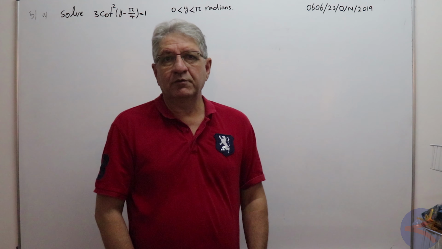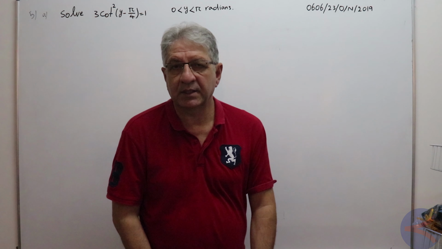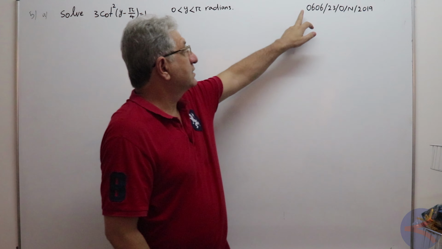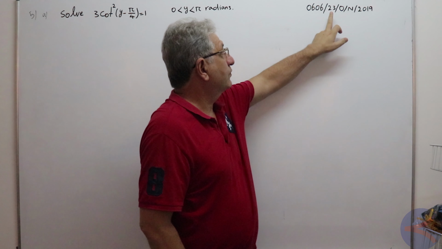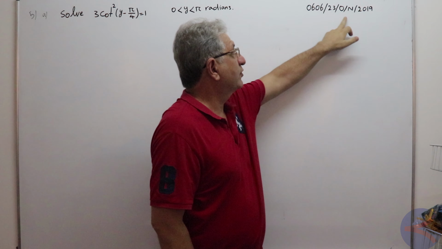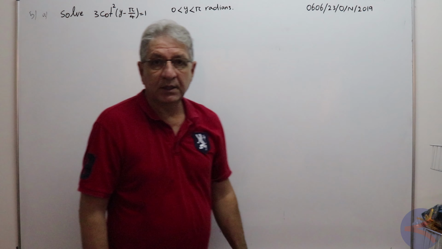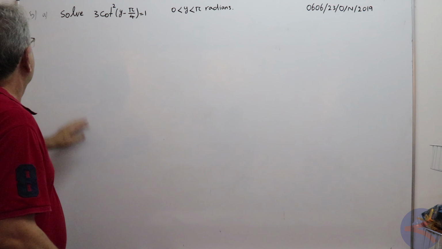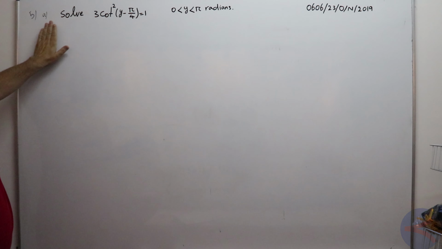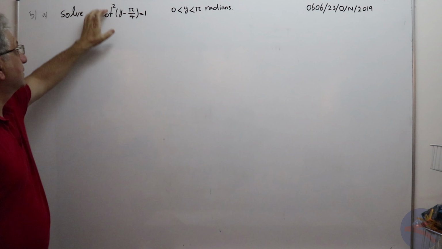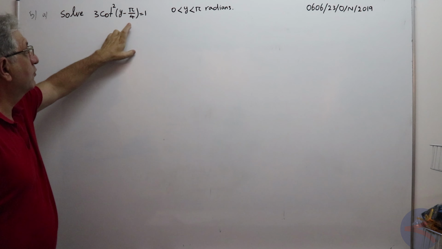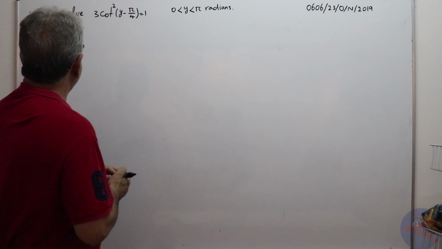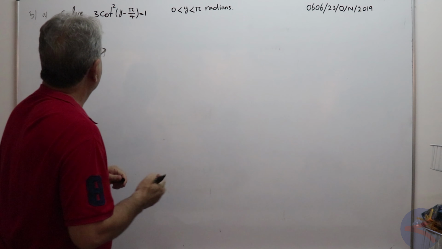Today we are doing the second video of the Add Maths paper. This is paper 0606, paper 2 variant 3, October-November 2019. Now we are starting question number 5. Part A is asking us to solve 3 cot square of (y minus pi over 4) is equal to 1. Let us see how we are going to do this.